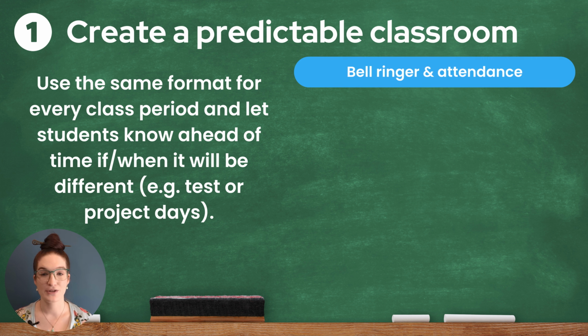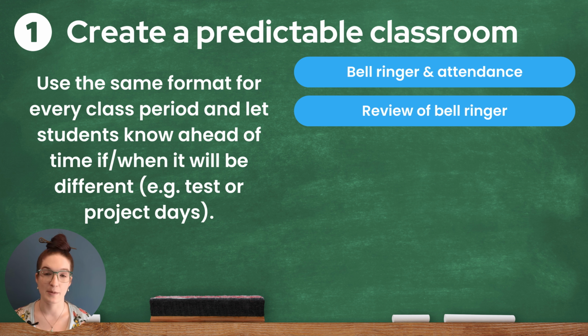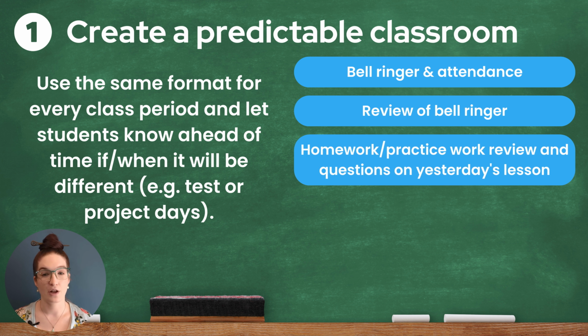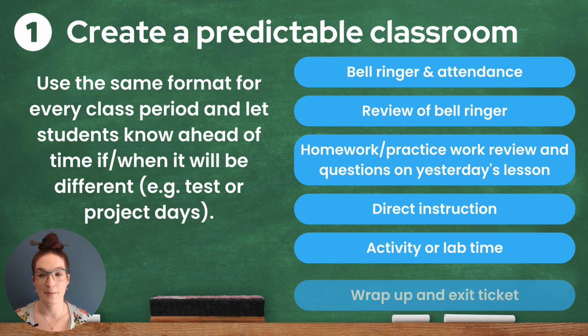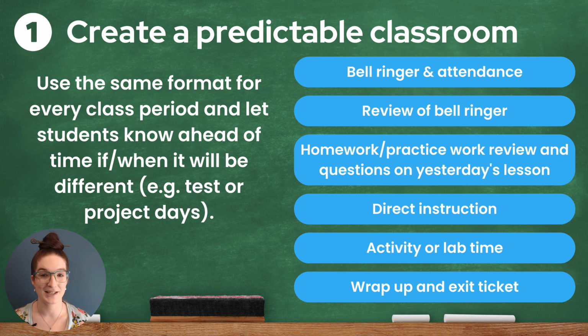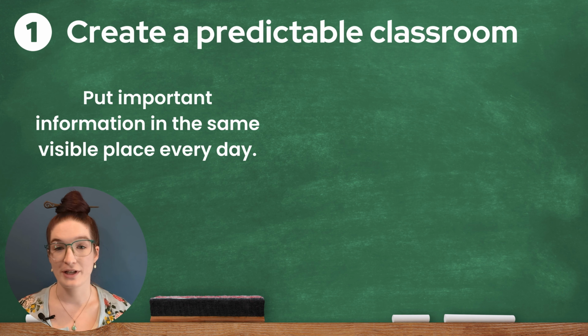For an example, start with the bell ringer and take attendance, then move into reviewing the bell ringer, followed by a review of homework or practice work from yesterday, as well as answering any student questions from yesterday's work as well. Go into direct instruction, followed by activity or lab time, and then wrap up the lesson with an exit ticket. Be sure to put important information in the same visible place every day.